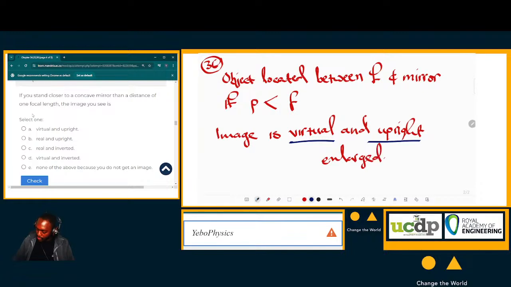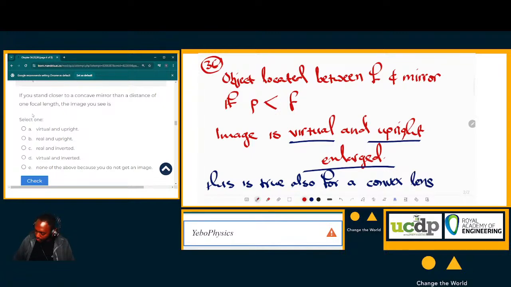This is true also for a convex lens. That is, for an object placed between the focal length and the optical center of a convex lens, or a converging lens, you will form a virtual, upright, enlarged image. So these characteristics you should know.